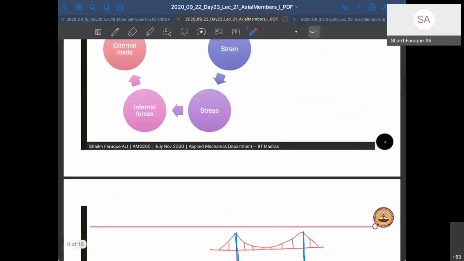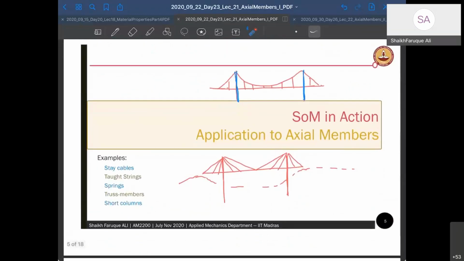Let's go ahead to axial members now. What are axial members? Where do we use axial members? Axial members are widely used in mechanics. They are used in bridges. As you can see, there is a stay cable. There is a suspension bridge where the suspension strings are assumed to be axial members. Then you have a cable-stayed bridge where the cables are designed to be axial members. They are generally cables. Cables cannot carry anything apart from axial load. They cannot show any response to moment and such.